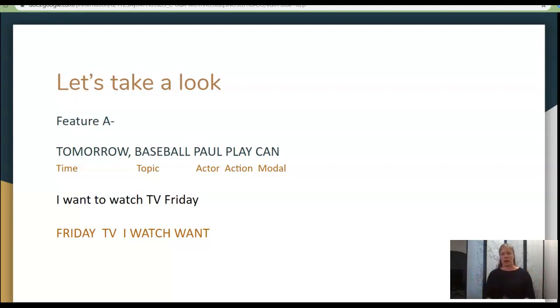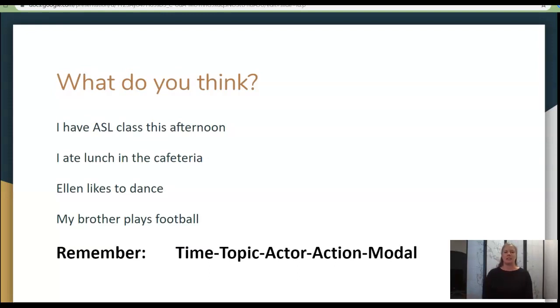And then if you wanted to practice with this, you can look at a simple sentence like in English, I want to watch TV on Friday. But then in ASL, we'd have to rearrange that. Okay, just a couple of options there. And so I would encourage you to take a minute, maybe pause the video, practice with some of these simple sentences and figure out how you would use that feature one, time, topic, actor, action, modal. How would you rearrange these into ASL sentences? And then also thinking bigger to smaller, for example, like with I ate lunch in the cafeteria, where would you start with that one?